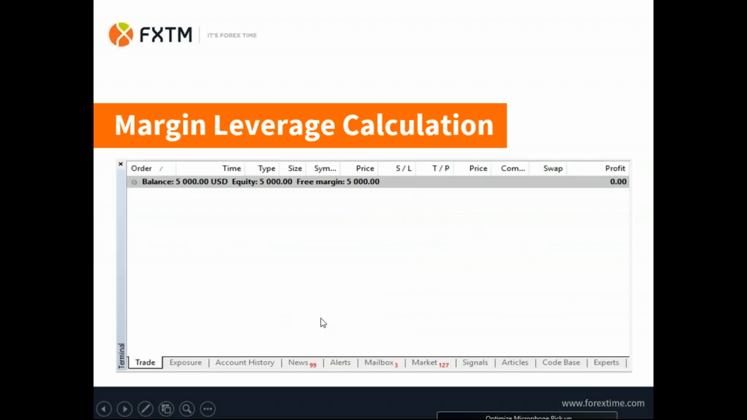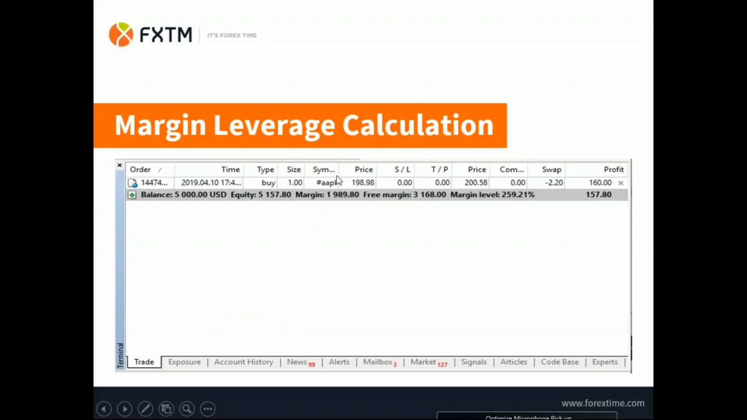So let's take an example of Apple. For example, you have a balance of $5,000. Here you can see the price. For example, you open a buy trade of Apple with a size of 1.0. This is the price, and the price reaches this level.